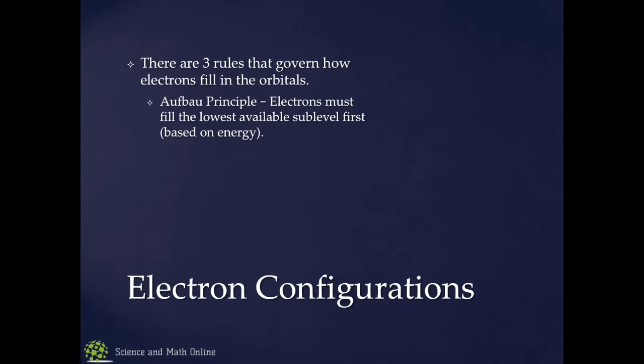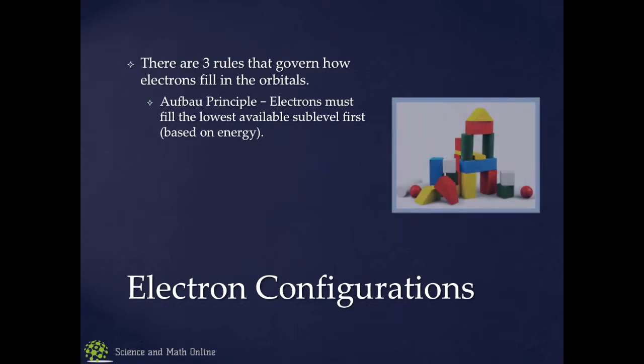Aufbau is just a German word for to build. It simply says we have to build the lowest level first before we can move on, and this is based on energy. Like when you're building with blocks, you can't build the second level until you build the first. I can't make this roof section and expect it to stay there if I haven't built what's underneath it. The Aufbau Principle works the same way: we have to build on the lowest available level first, and then once we build that level, we can build the next level.